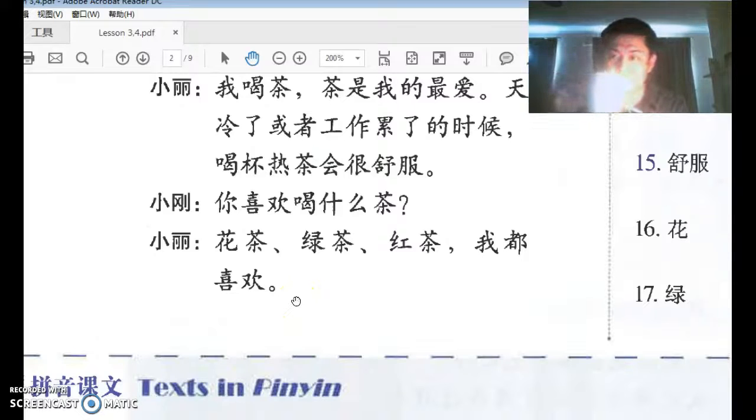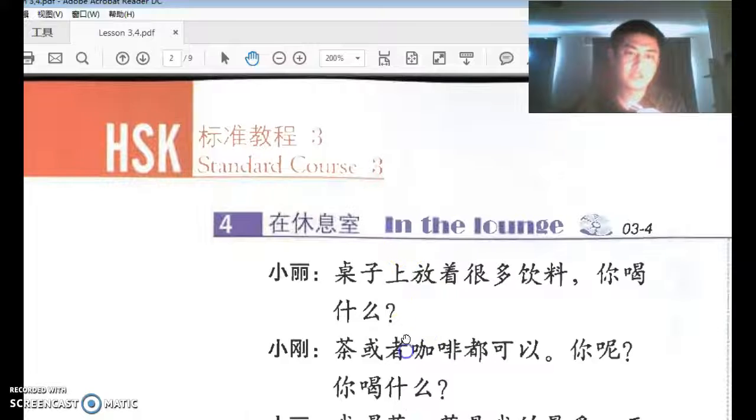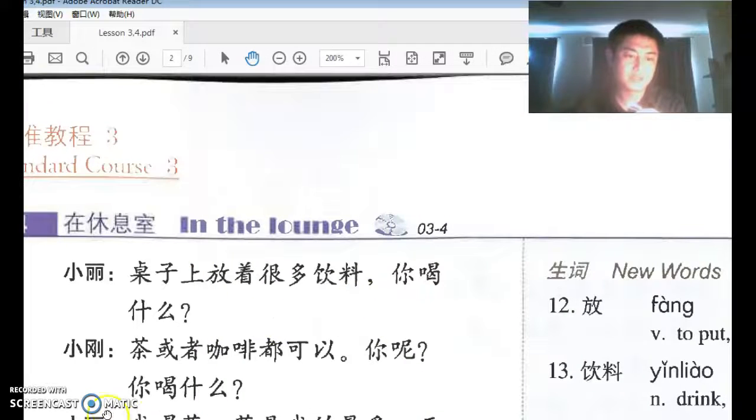jasmine tea, 茉莉花茶. Alright, 很好喝. That's all for lesson 14. Hope you had a good time and see you next time. Bye bye.